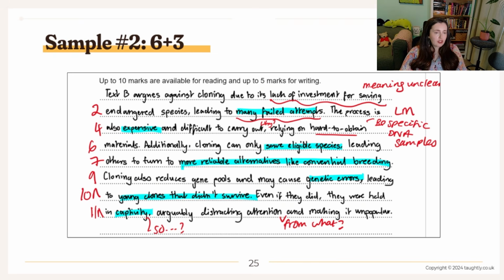I ended up giving the student 6 because they've got 1, 2, 3, 4, 5 full points, 2 other half points, and if you look, there's no excess whatsoever. So I think 6 out of 10 is fair.